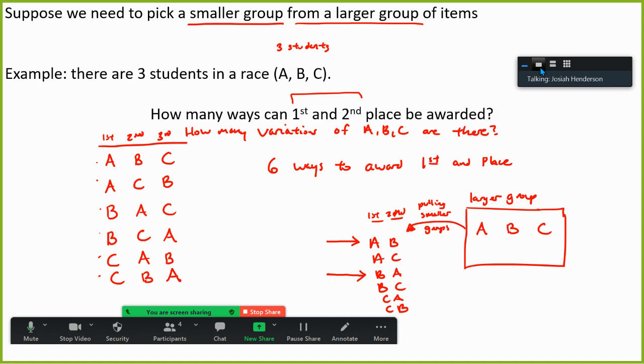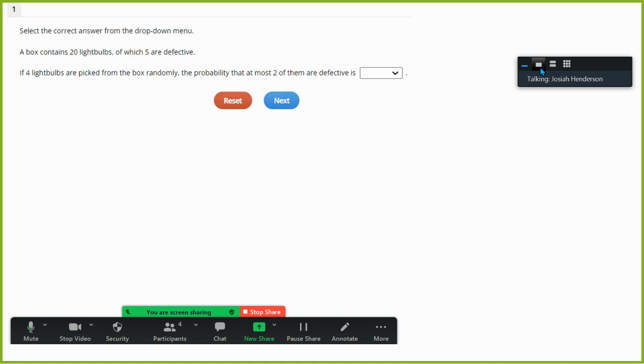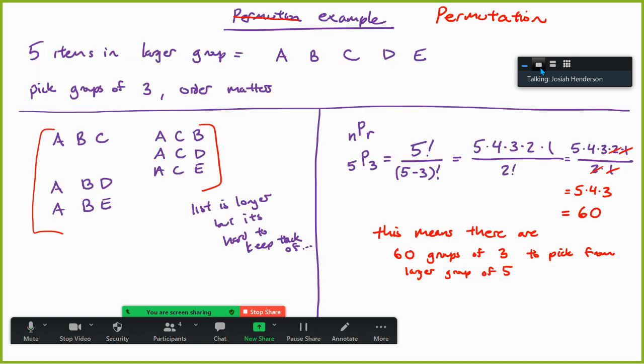Do a quick review together and then do some of the more complicated questions from the mastery test. One moment.